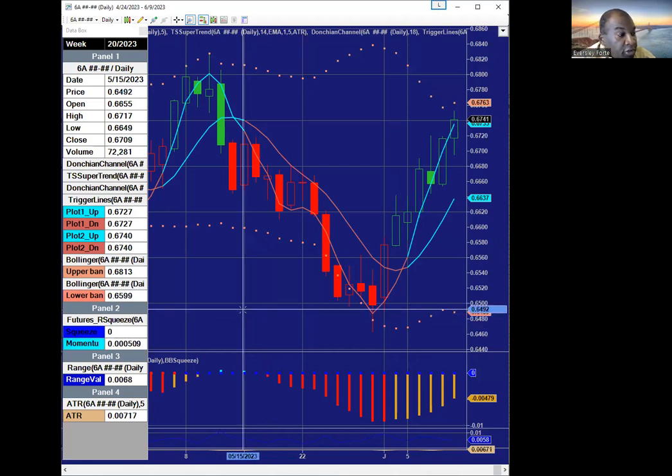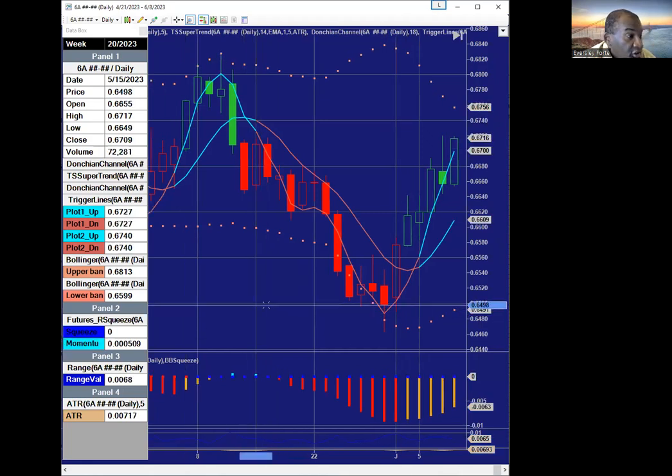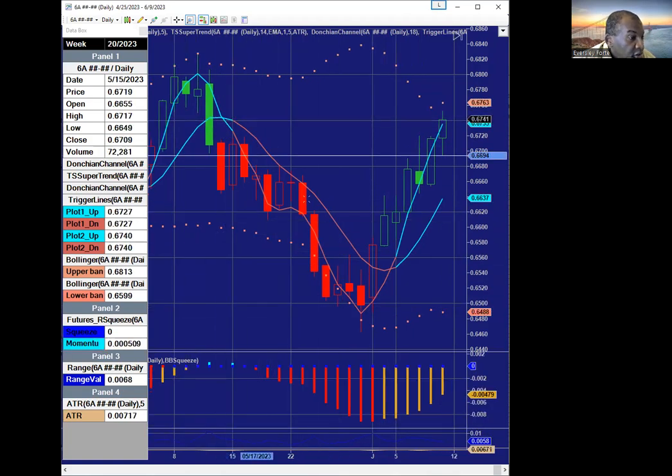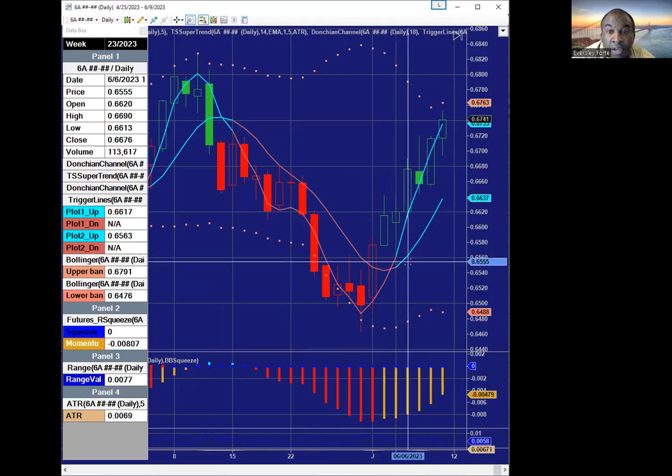So what we're looking at right now is a chart of the Australian dollar futures. The lines crossing up and down are the trigger lines. Trigger lines are a linear regression line and a moving average of the linear regression line. That's what the trigger lines are.